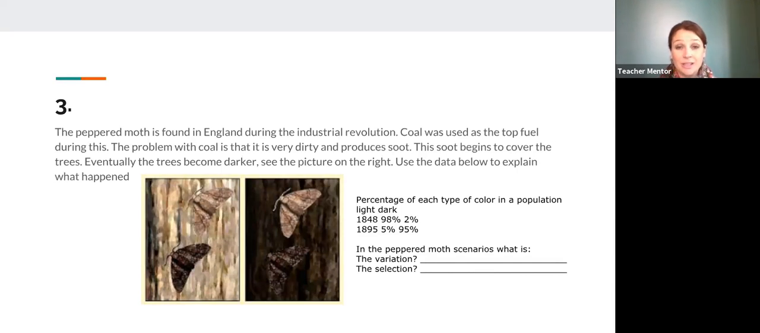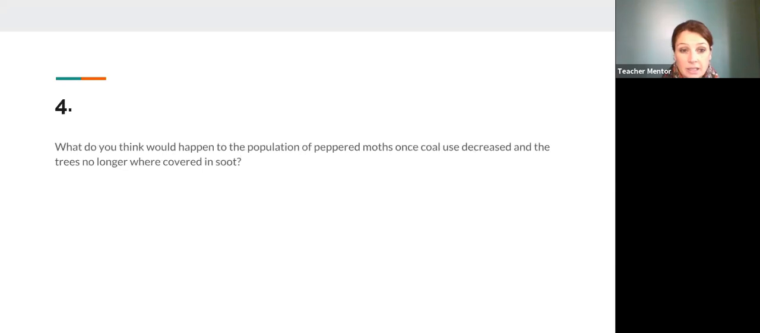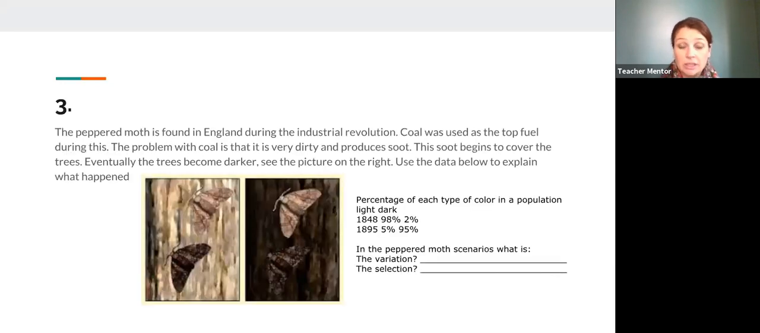Well, over the course of many years, after the coal was not being used and not covering the trees, the trees would begin to lighten up a lot more. And so it's asking what would happen to the population of peppered moths. Okay, so the population would go back to being lighter, because the trees themselves were going to be lighter in color. And so the lighter moths were going to be able to survive a lot easier, where the dark ones were going to stand out.